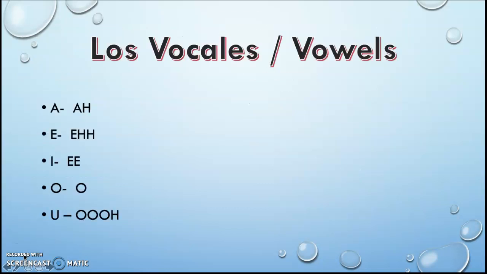Los vocales, the vowels. Like I said before, vowels are the same. We have 5 in Spanish. They're just pronounced differently. So instead of A, E, I, O, U, we say A, E, I, O, U.